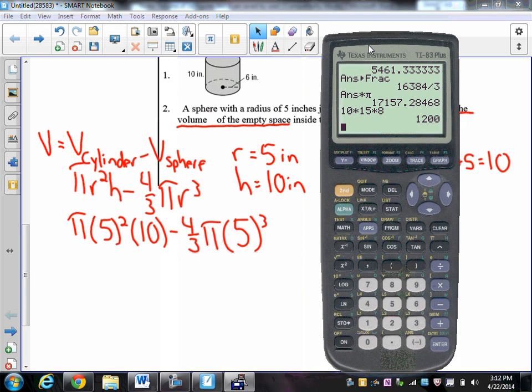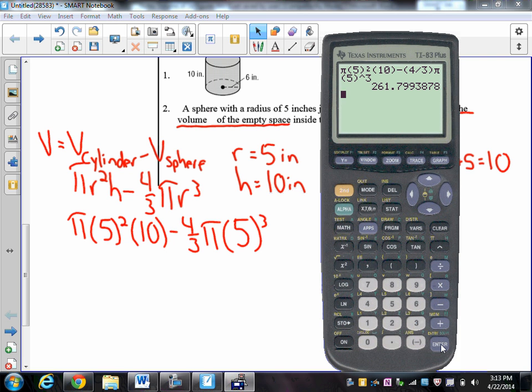So in order to solve this, I'm just going to punch everything in. I'm going to type it in exactly as I have it. Well, I guess the one thing I'm going to have is the fraction 4/3. I'm going to put that in parentheses to get rid of some confusion.